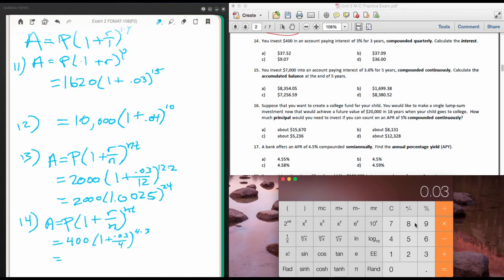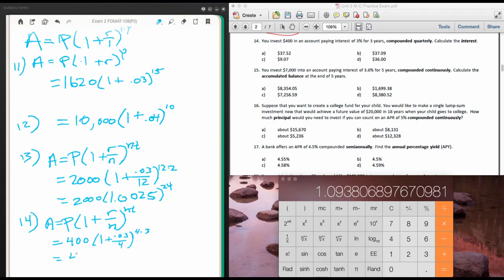0.03 divided by 4 is 0.0075. We'll add a 1 to it, so that's the value in the parentheses. We'll raise it to the power of 12, because that's 4 times 3.